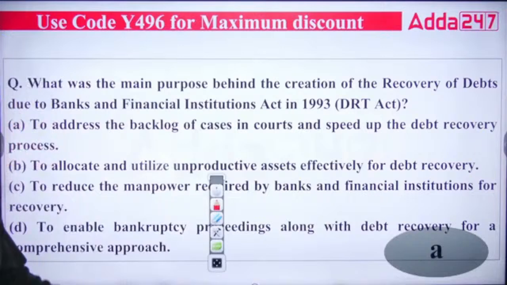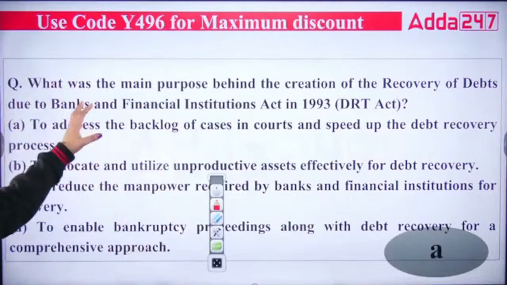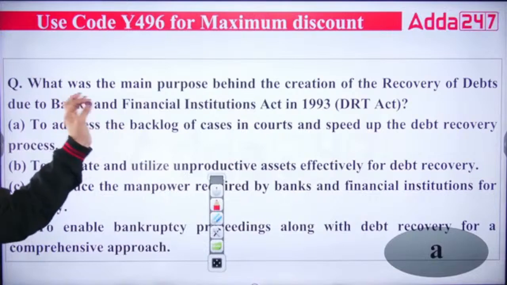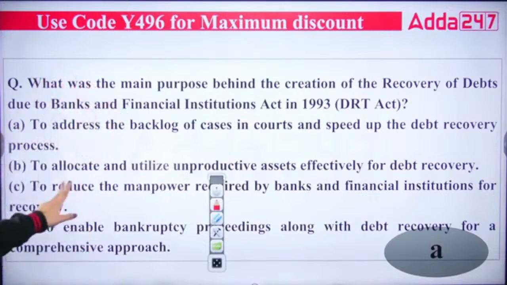So DRT is there, and the appellate authority of DRT is known as DRAT, Debt Recovery Appellate Tribunal. So the right answer here is A.